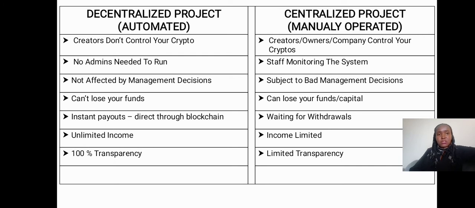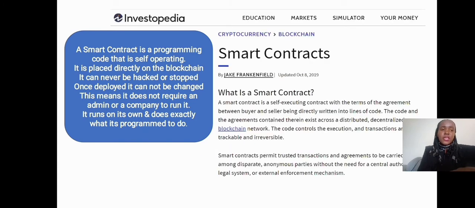But a decentralized project is a complete opposite of a centralized project. No admins needed to run the project. It is not affected by management decisions. You can't lose your money. Instant payouts, unlimited income, 100% transparent. You'll come to learn this as we proceed. As I said, the Forsage ecosystem platform is based on smart contract.